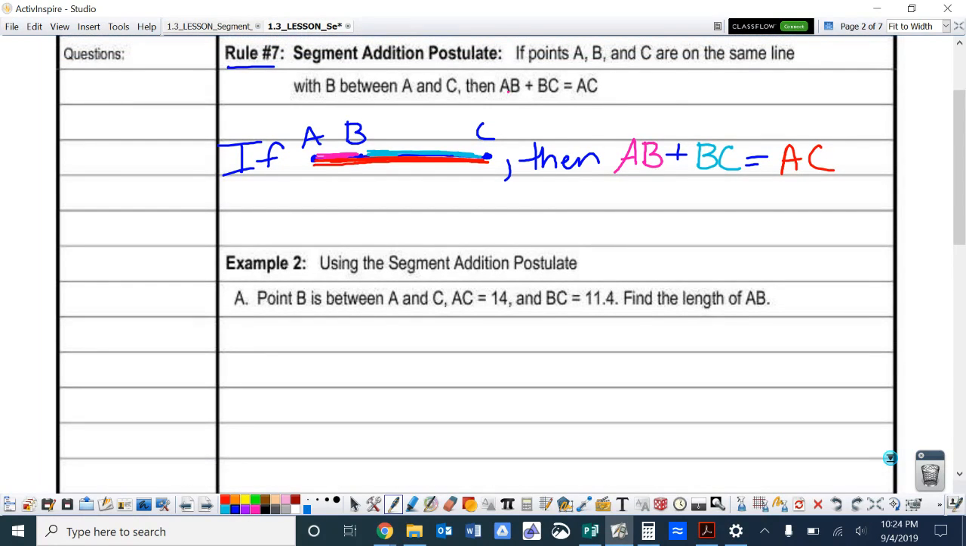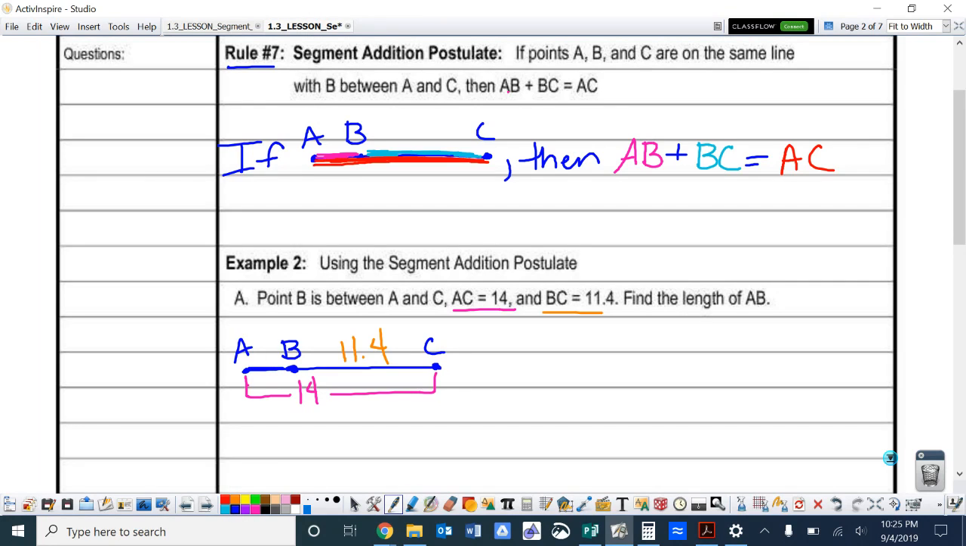So point B is between A and C. Let me draw a picture. And okay, so B is between A and C, and they give us some information. They're telling us that AC is 14, so I'm going to say that between A and C is 14 units, and between B and C we have 11.4, and we want to find the length of AB.